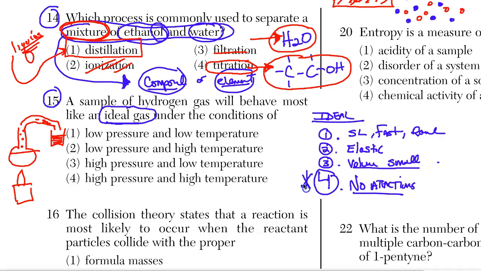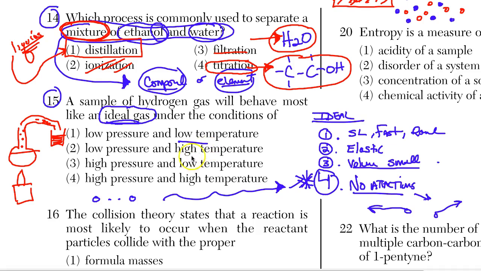So that's the most important of them all, no attraction. If I want to make a sample of a gas behave most like an ideal gas, I want them to behave in a way that they have no attractions. So how can I make a gas that has some attractive forces go to a scenario where they have no attractive forces, where they're just totally independent particles that go in straight line motion? Well, what am I going to do with temperature?